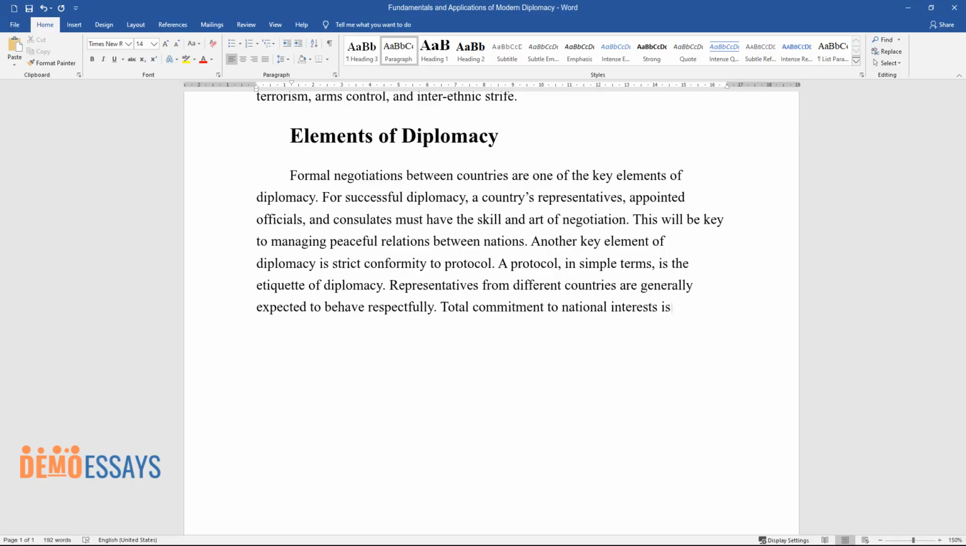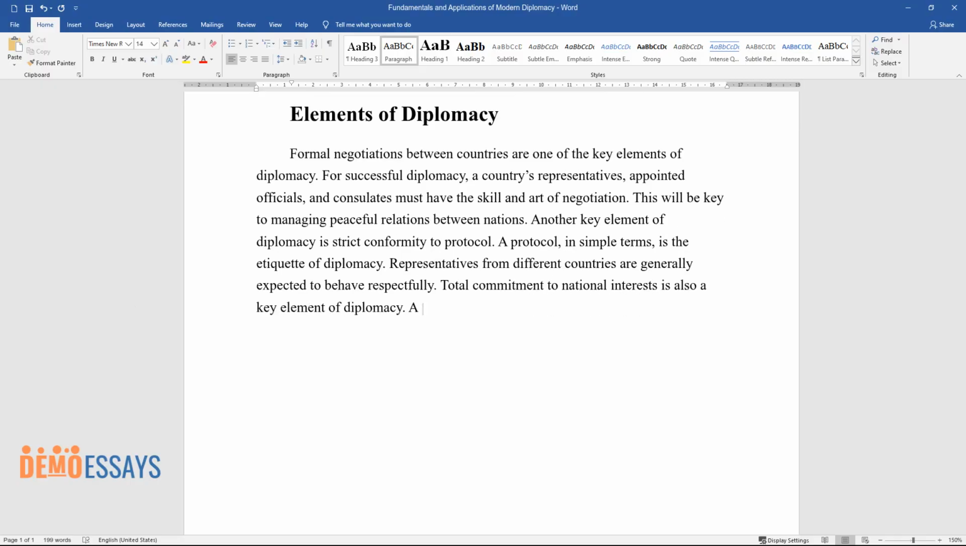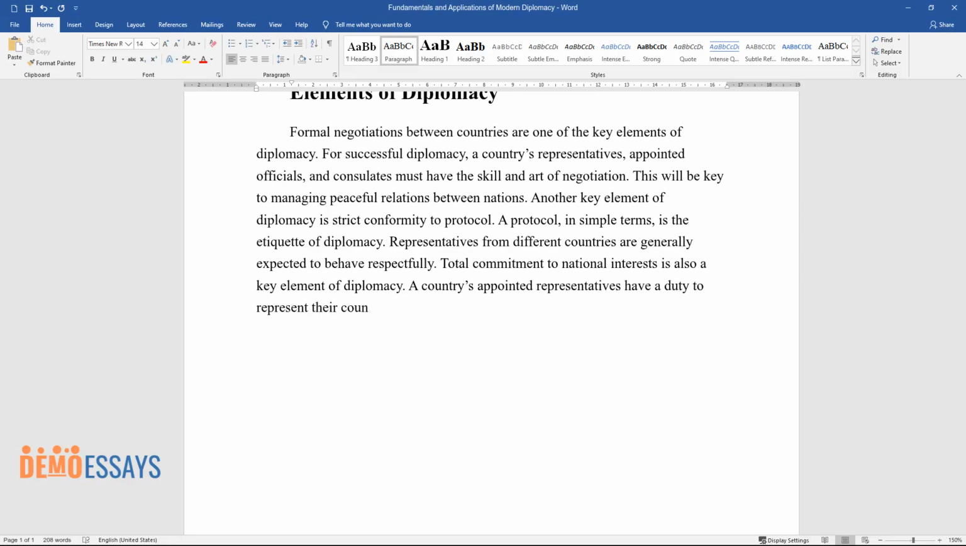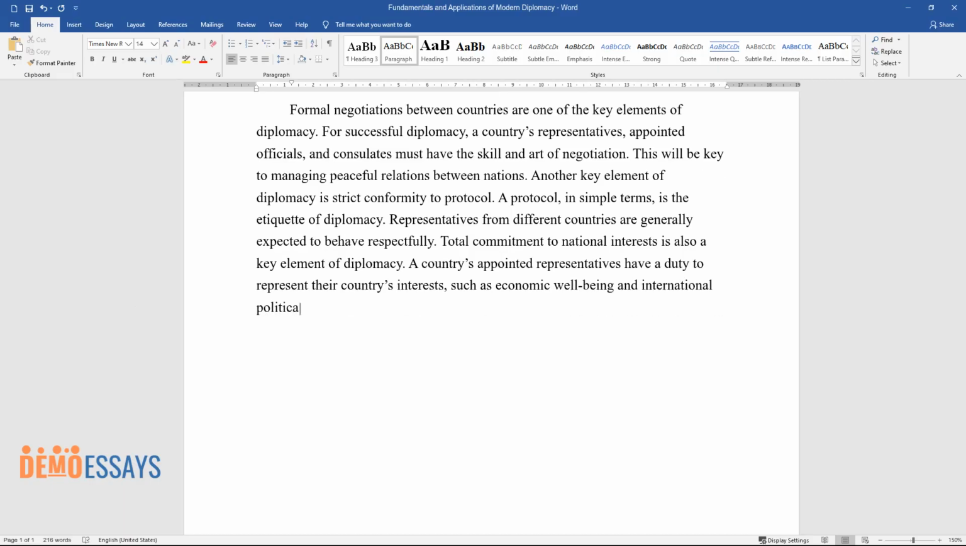Total commitment to national interests is also a key element of diplomacy. A country's appointed representatives have a duty to represent their country's interests, such as economic well-being and international political goals. The above elements are key in maintaining peaceful relations between nations.